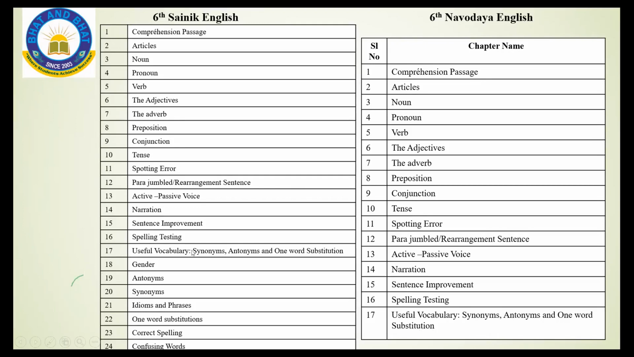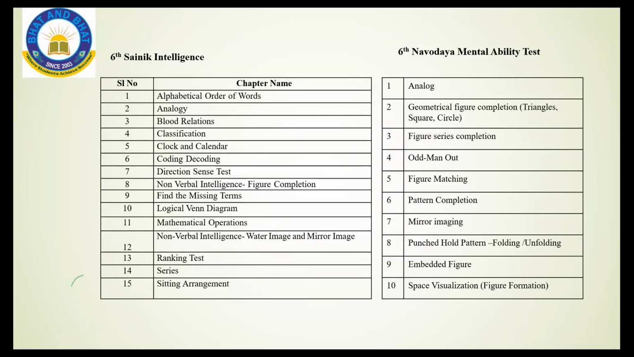In Sainik, they need to study fully, in a brief manner. But whereas for Navodaya, if they refer to the vocabulary, that itself is enough for them, because only half, one or two questions will be asked in the Navodaya on this particular topic. Whereas here you're correcting spellings and confusing words, and these are not there in the Navodaya entrance examination test. Fine. Now moving on to the next slide.